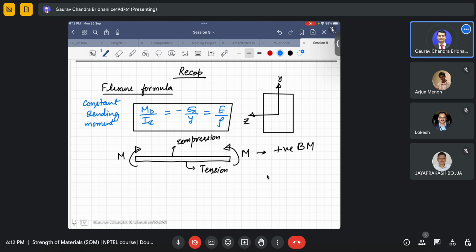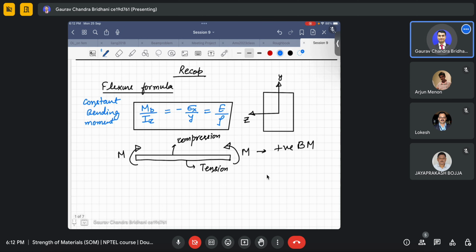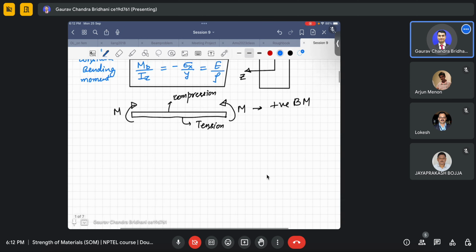Okay, so that is one most important thing to remember. And if somebody asks what happens if the bending moment is varying, I'll give an example of how to use this formula in case of a varying bending moment situation.